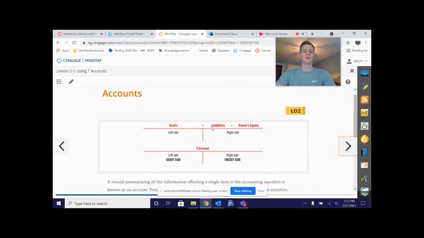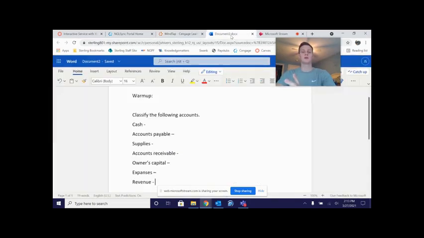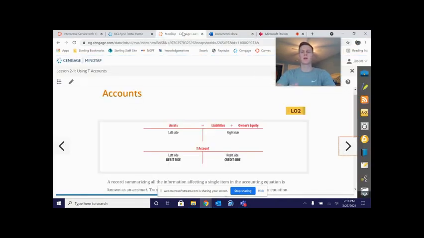So within each of these, the assets, liabilities, and owner's equity, as we learned in chapter 1, there are a bunch of different accounts. So again, that was today's warm-up. Cash is an asset, accounts payable is a liability, owner's capital is an owner's equity. So these are the classifications, and within the classifications, there are a bunch of accounts. So starting today, we're going to start analyzing transactions at the account level using a T account.